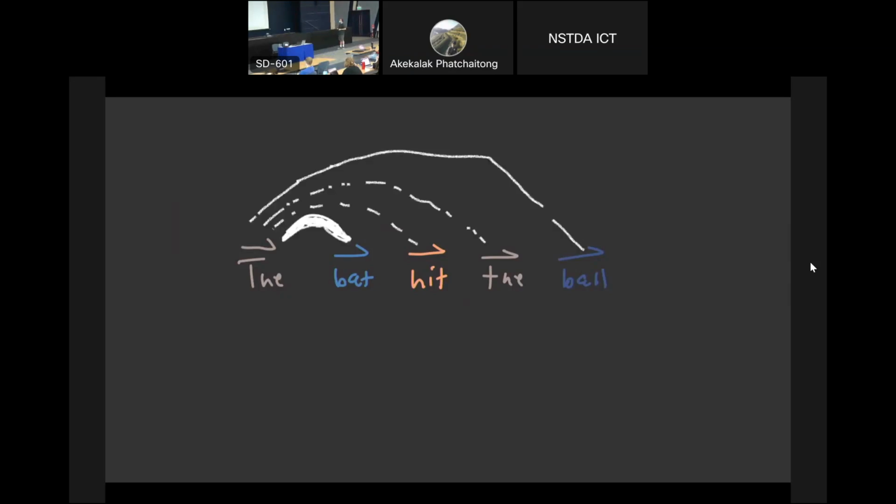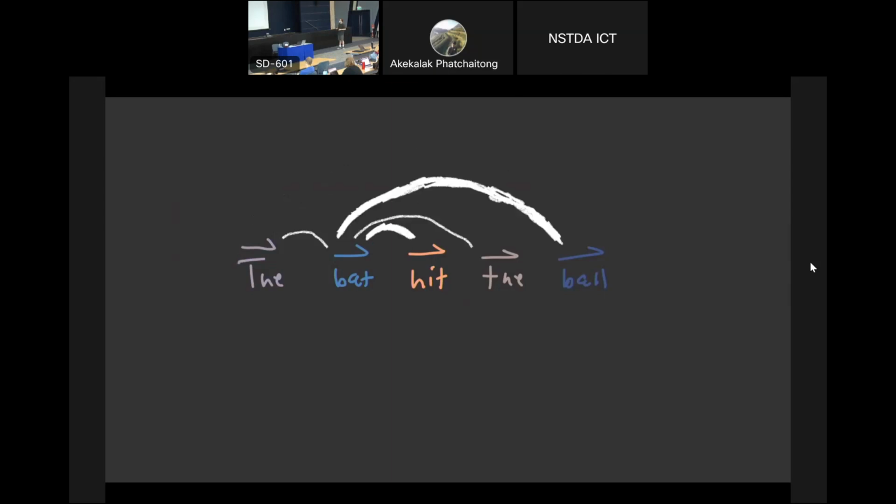So the is going to look a lot at bat. It's going to pay a lot of attention to bat because it's a noun and it's right next to it. And it's going to pay a little bit of attention to everything else. And it's going to say, I'm a the, but I am a the that is paying attention to the bat. I am a the that is corresponding to the bat. And so it's going to adjust its vector based off of that.